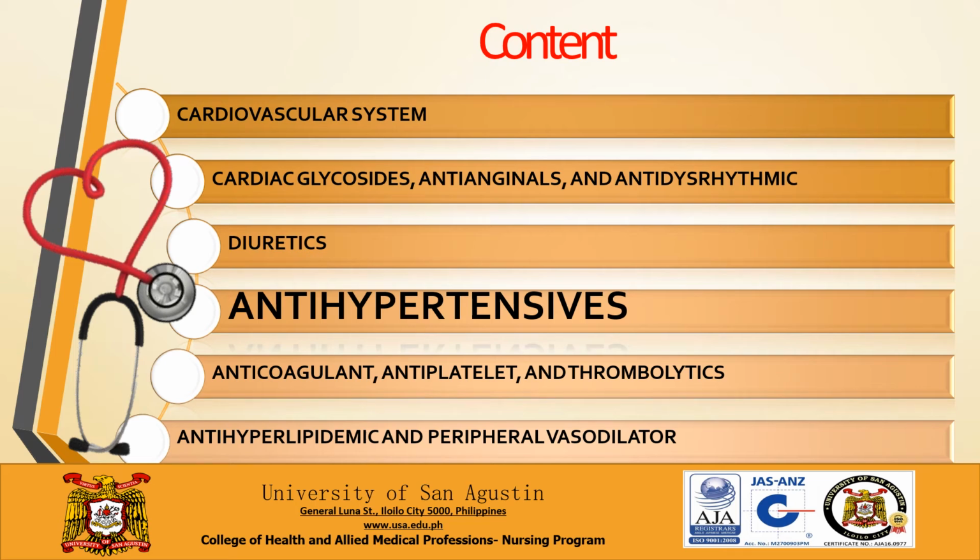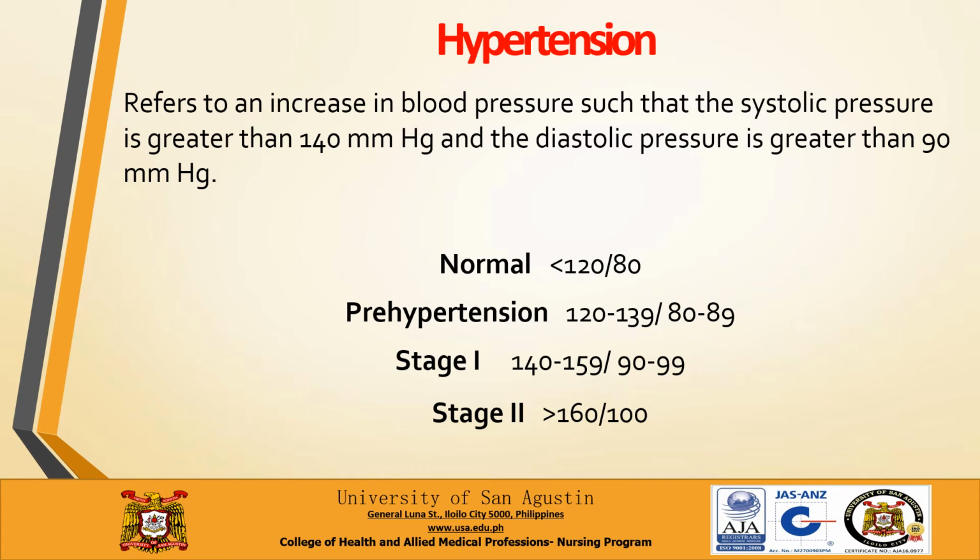Okay, so let's proceed with antihypertensives. Again, when we say hypertension, it's defined as an increase in blood pressure, such that the systolic pressure is greater than 140 millimeters of mercury and the diastolic pressure is greater than 90 millimeters of mercury. The normal blood pressure is less than 120 over 80.